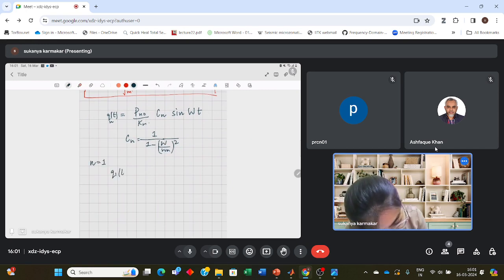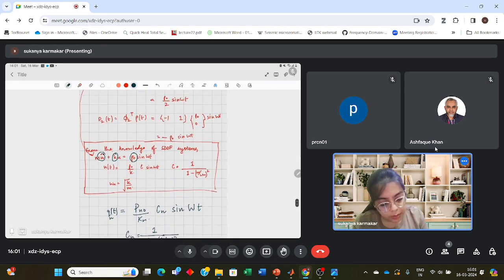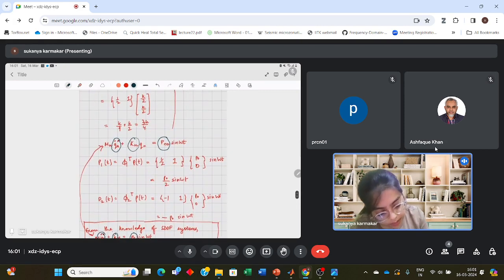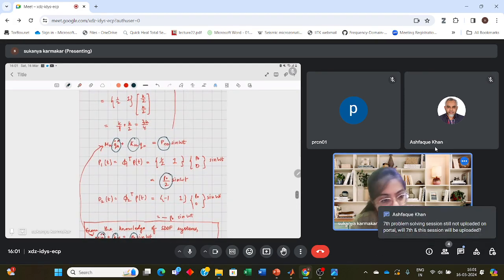Then Q1(t) will be P10 by K1 C1 sine of omega t. Now P10, what is P10? This is P10.